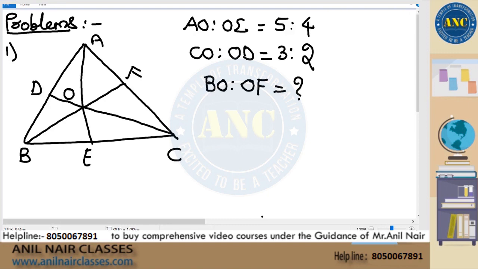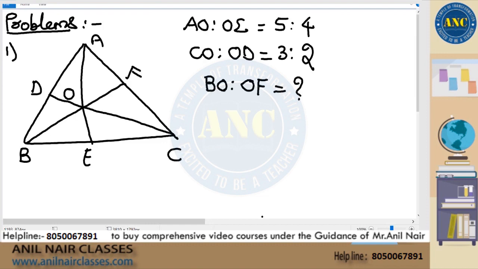Listen carefully. There is a triangle ABC with three lines of concurrency. From A there is a line AE, from B there is a line BF, and from C there is another line CD. All three lines meet at a point known as O. In the question, AO is to OE is 5 is to 4, CO is to OD is 3 is to 2. Find BO is to OF.